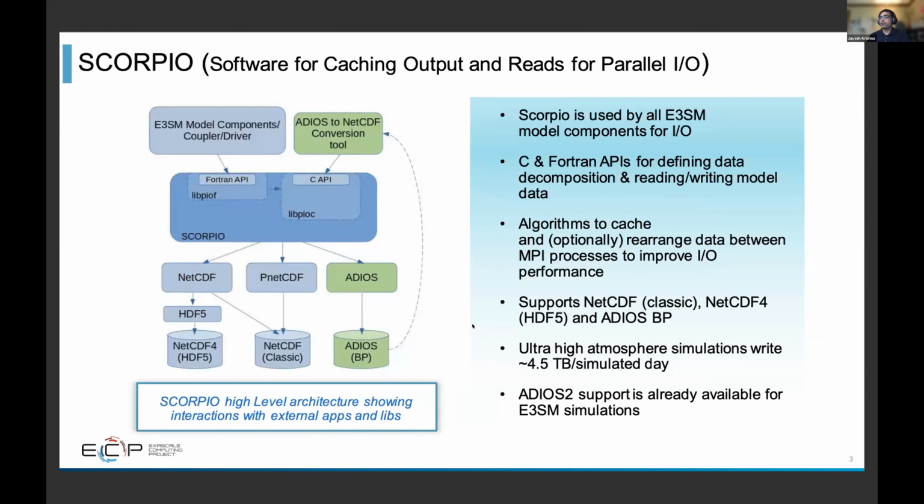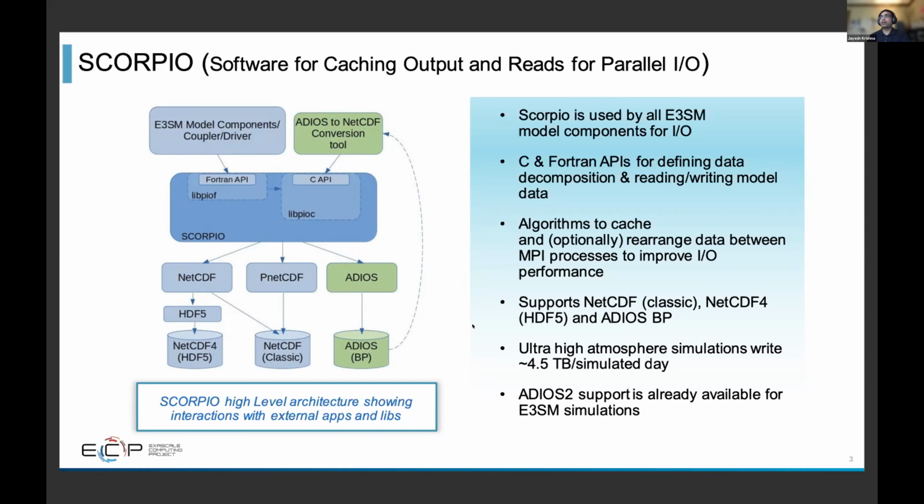All E3SM components use the Scorpio library for reading input data and writing model output to the file system. The library provides an API for describing the data layout in the model and for reading and writing data out. The library also provides algorithms to rearrange the data across MPI processes. This is sometimes required to improve the performance with certain lower level I/O libraries, and also provides some caching capabilities.